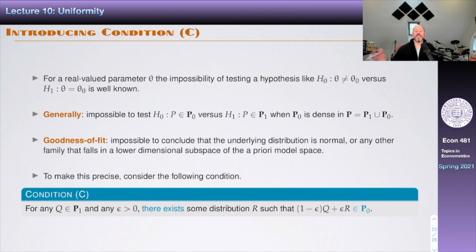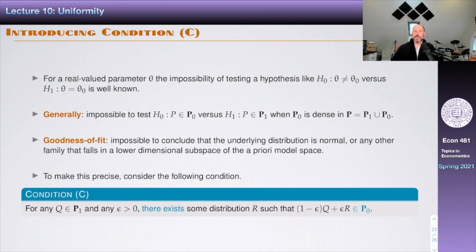So in all these cases that are about flipping the null and the alternative, this condition C is actually quite handy. And it says the following. For any distribution Q in bold P1 and any epsilon, there exists some distribution R such that when you mix this alternative with this distribution R, you obtain a distribution in the null. This is what we're saying. Just give me a distribution in the null, and I have some other distribution such that when I mix that with Q, I just get a distribution in the null.